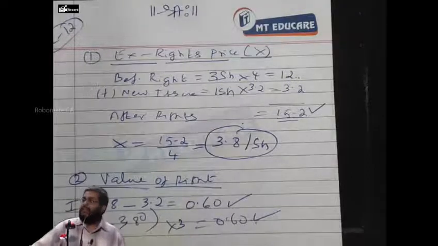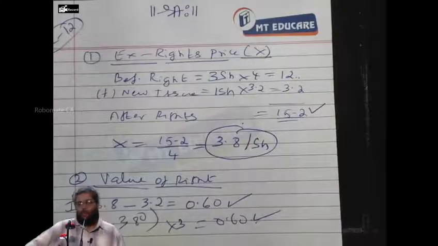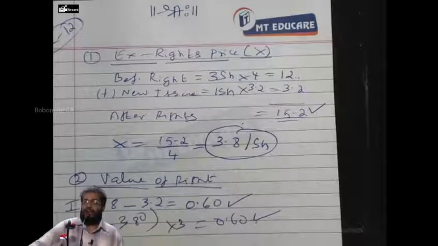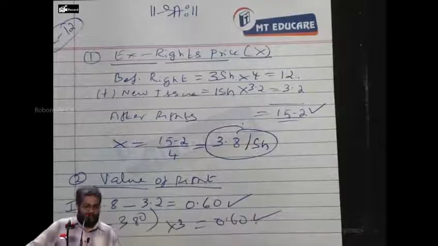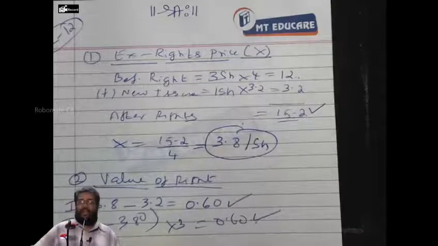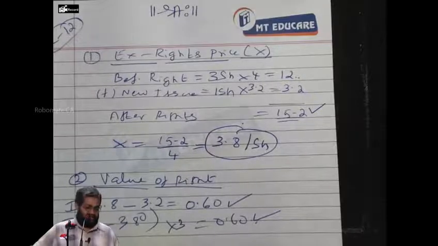Purchases a share worth 3.8 by paying how much? 3.2. Purchases a share worth 3.8 by paying 3.2. Gaining how much, sir? 0.60. Gaining 0.60. Go to the second branch.